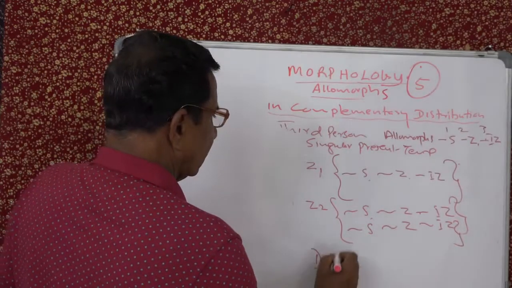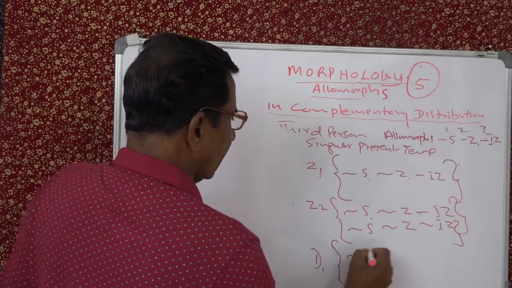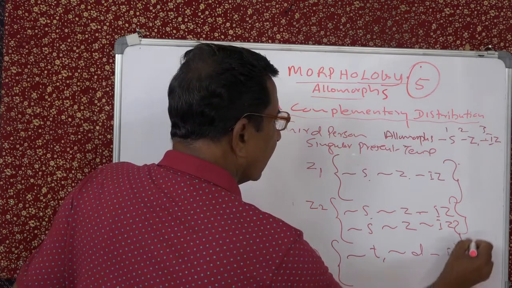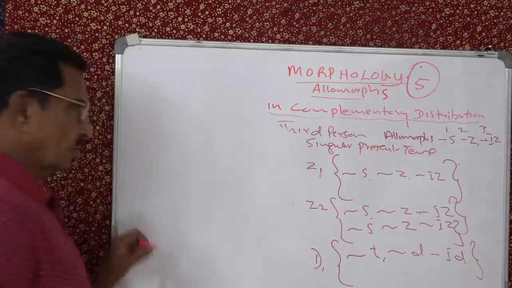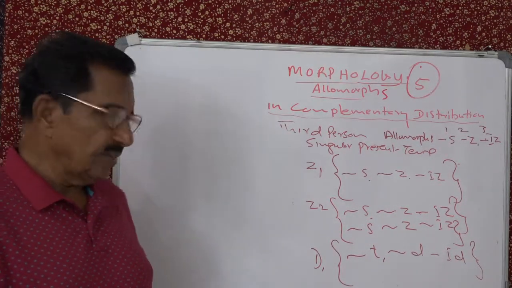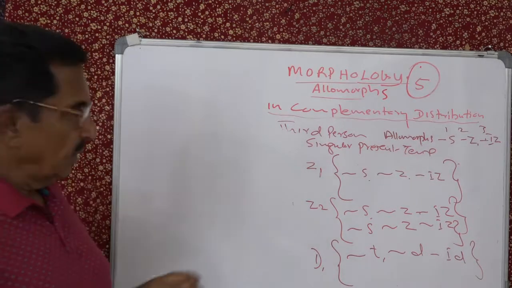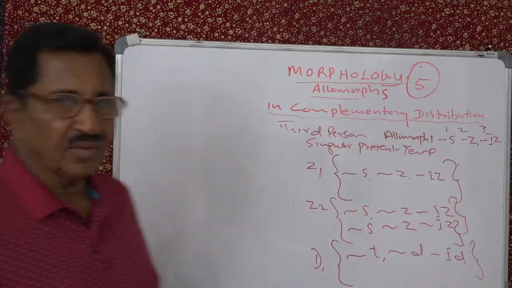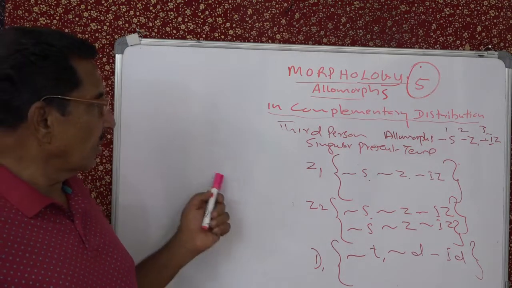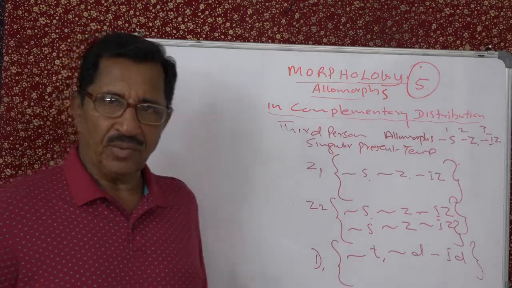D1, that is same, written like this. The, and id. That is D1. So these are allomorphs. Understand? Past participle D2, same. So they will not say like that, past participle also same.